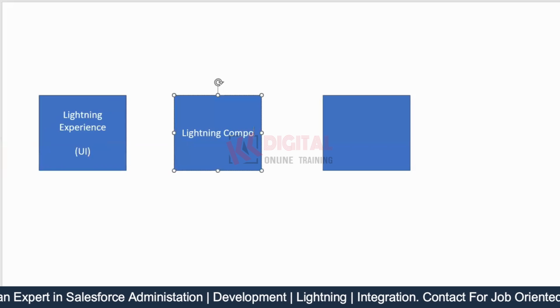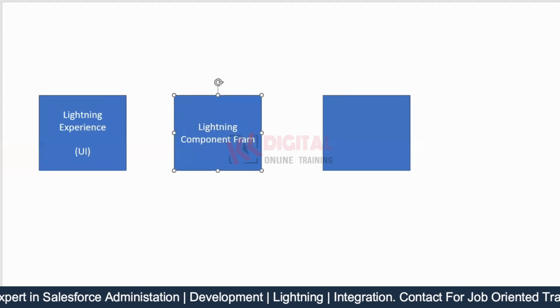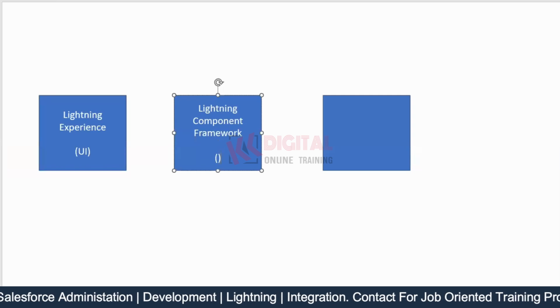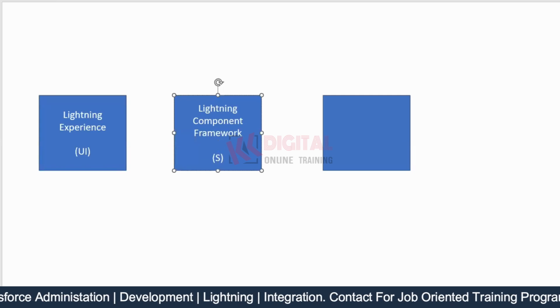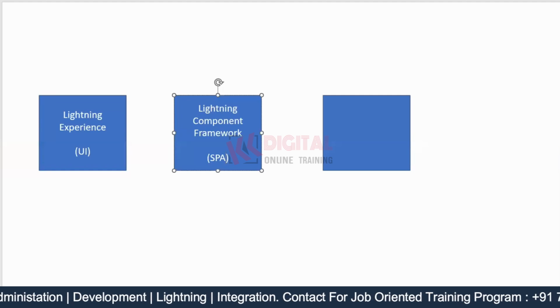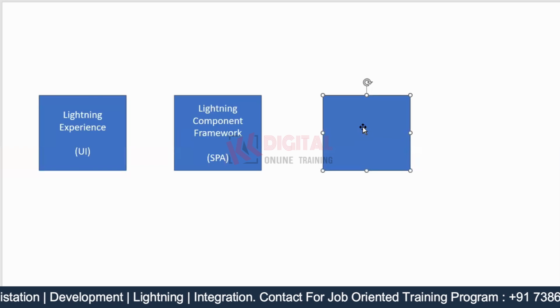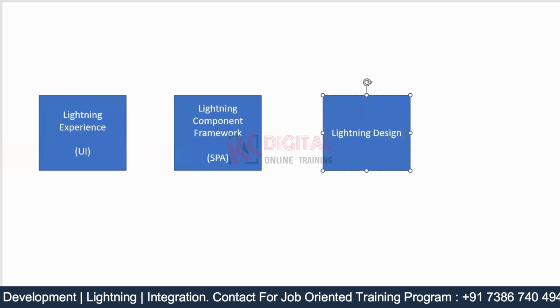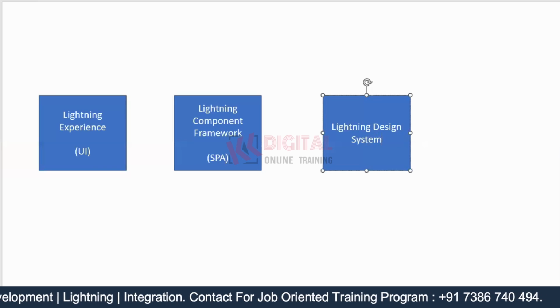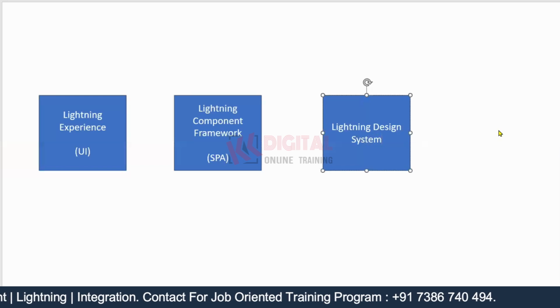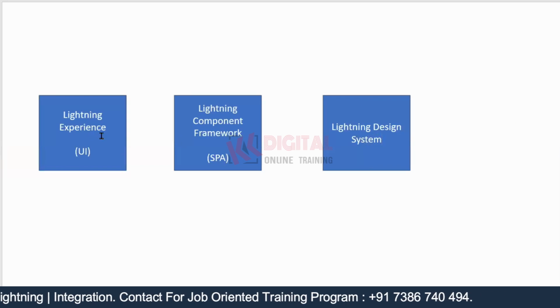Lightning Component Framework. Got it. So this is called what? The implementation of SPA, single page application. Next, we have a Lightning Design System. So what is the meaning of a Lightning Design System?